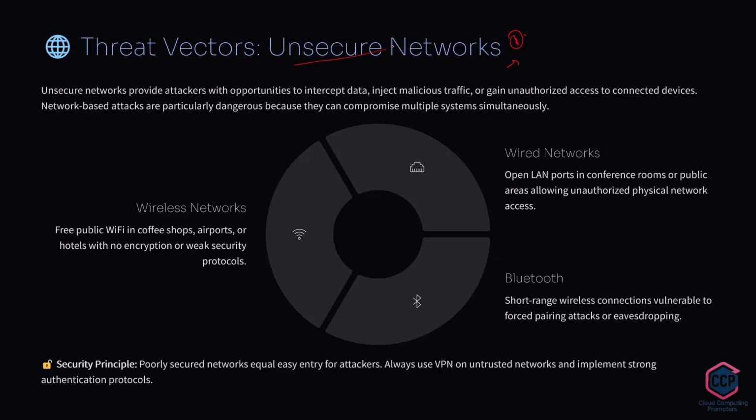So, which is an unsecured network? It could be wireless, wired, or Bluetooth. Unsecured networks provide attackers with opportunities to intercept data, inject malicious traffic, or gain unauthorized access to connected devices. These are network-based attacks, as we already discussed. I think I discussed this in the first class, but it is in the syllabus, so we need to discuss it in depth. Public free Wi-Fi in coffee shops, airports, or hotels has no encryption or weak security protocols.